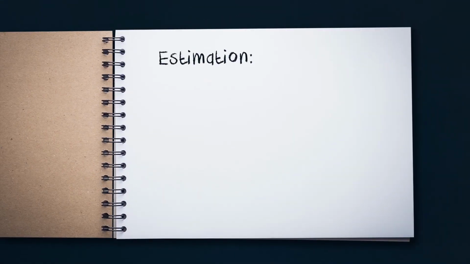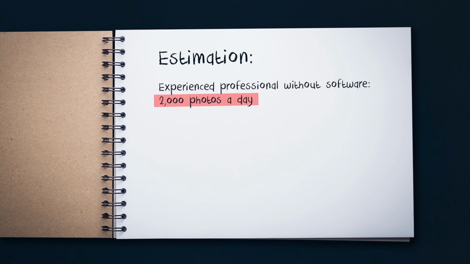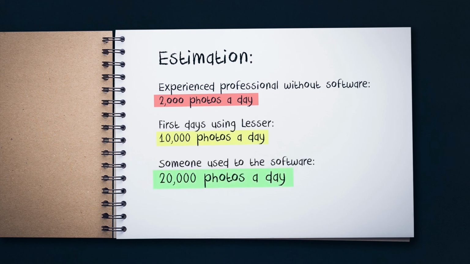It is estimated that an experienced professional using no software can sort only around 2,000 photos a day, while someone that is using Laser can sort around 10,000 photos in the first days and around 20,000 photos a day after getting a little more used to the software. So it's definitely worth using it. And I believe it's definitely worth paying the small price for the software after the trial expired, because your work is going to be much more productive.